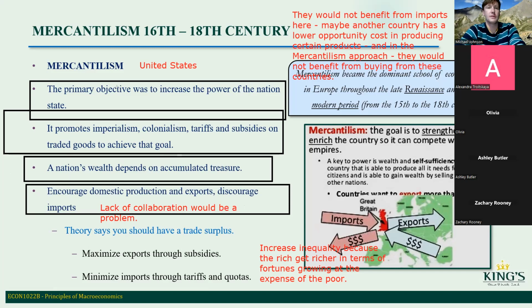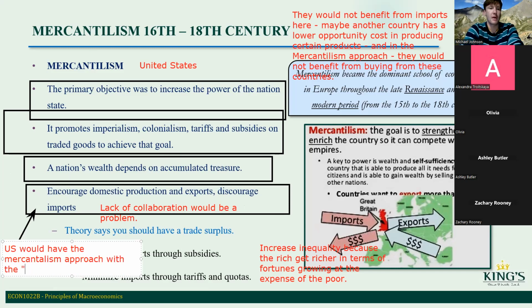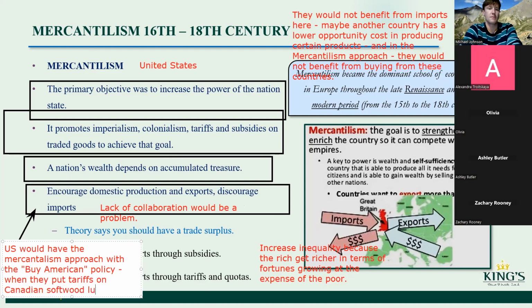I think this point here, this would be for the tariffs. So the US would have the mercantilism approach with the Buy American policy. So that would definitely be for that. And also when they put tariffs on Canadian softwood lumber and steel. So they would follow the mercantilism approach in that case.